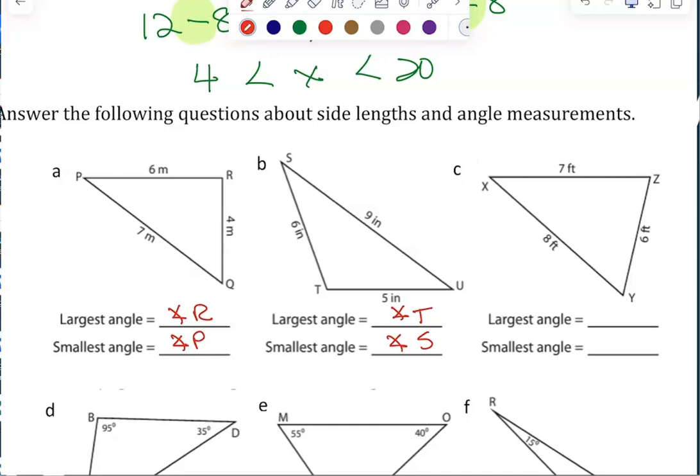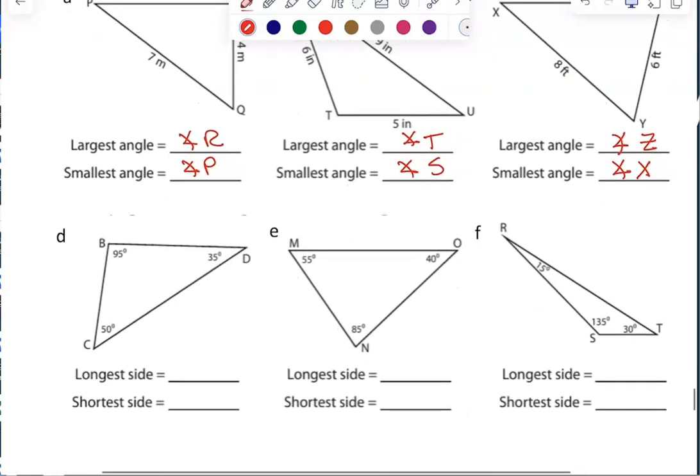Last triangle up top here, the largest angle is across from side XY. So therefore, it's angle Z. The smallest angle is across from side ZY, which is angle X. Okay, now the next questions here, they ask you for the longest side. They're having you analyze the sides based on the angles. So the longest side is opposite the biggest angle, which would be CD, and I'm going to put the bar on top. The shortest side is opposite the 35 degrees, so that's BC.